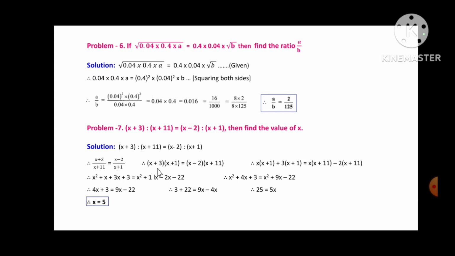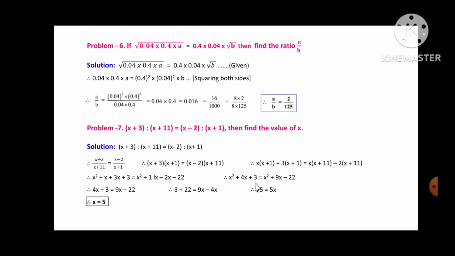Cross multiply. Therefore, x plus 3 into x plus 1 is equal to x minus 2 into bracket x plus 11. Therefore, we will solve this bracket multiplication through bracket. x into x plus 1 plus 3 into x plus 1 is equal to x into bracket x plus 11 minus 2 into x plus 11. So, this product will be x square plus x plus 3x plus 3 is equal to x square plus 11x minus 2x minus 22.